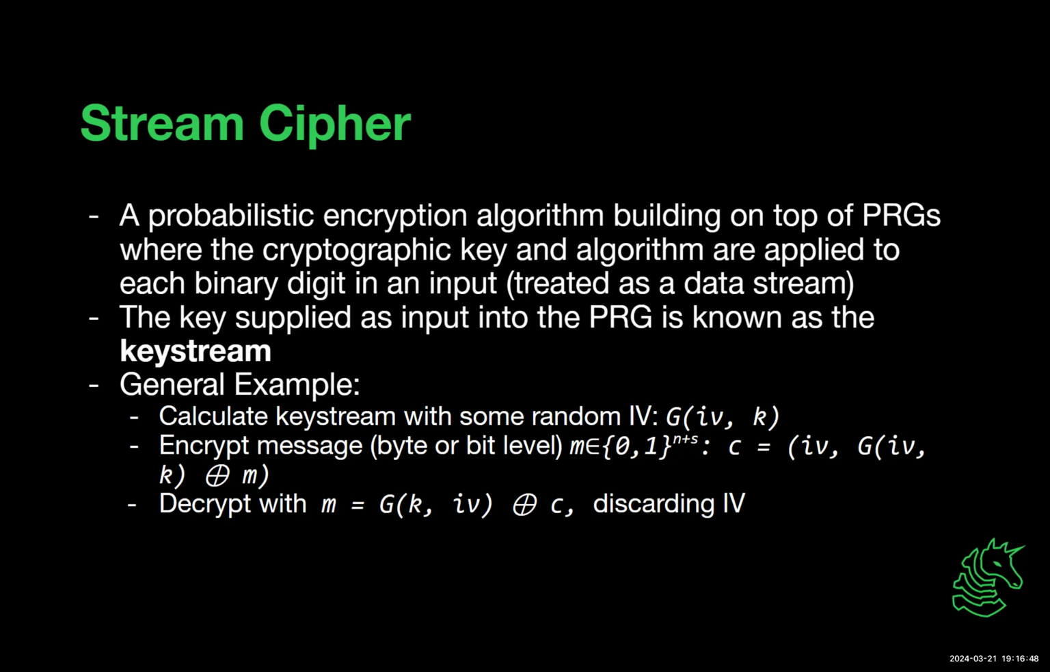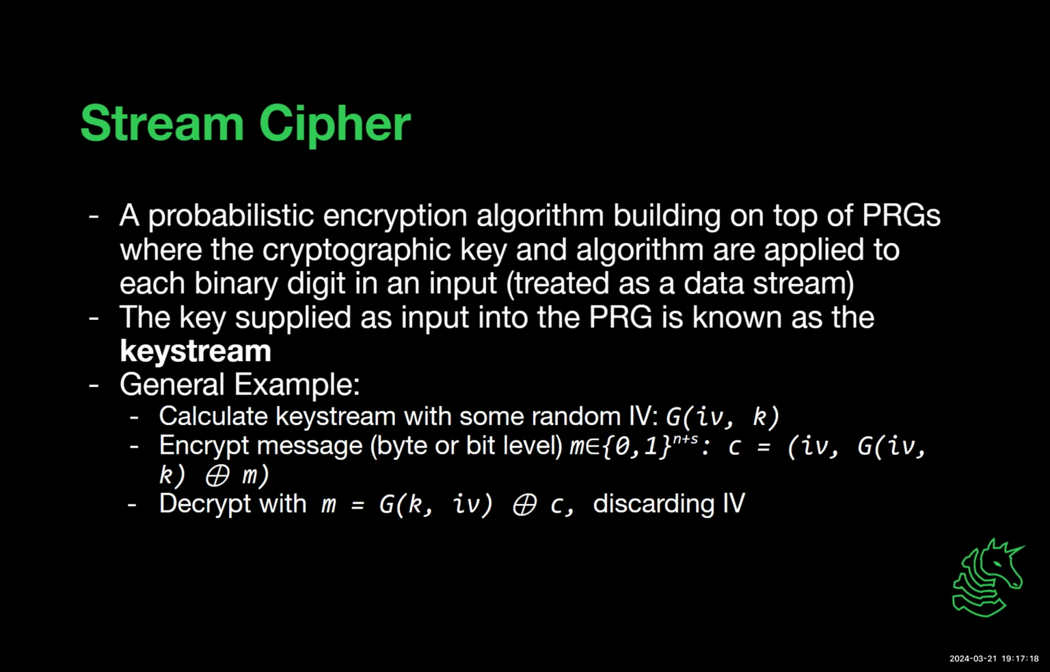So here's a general example of a stream cipher I just cooked up. Not sure if it's entirely secure or not. Maybe you could prove it. Let's say we calculate some key stream with a random IV, the R we were talking about before. So this is G of IV and K, which gives us some random key stream. Then we encrypt the message at the byte level. You could also do the bit level. There are bit-based stream ciphers, but most of the ones we work with are at the single byte level.